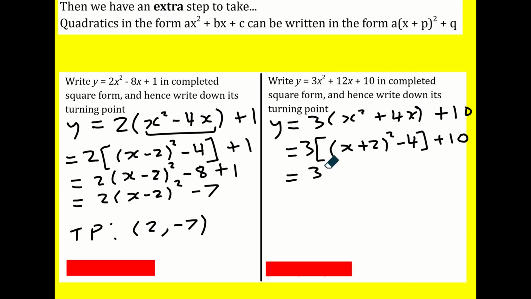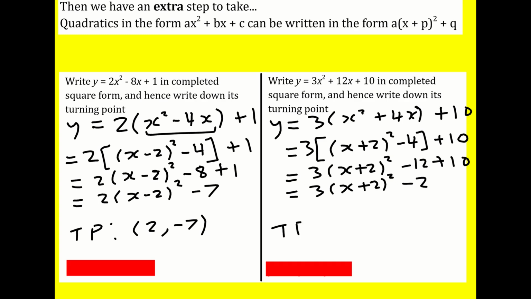Now expand it back out. Let me just rewrite that, it looks a bit messy. Final step, just bring the like terms together, so it's going to be minus 2. And we have completed the square. The turning point is going to be (minus 2, minus 2).